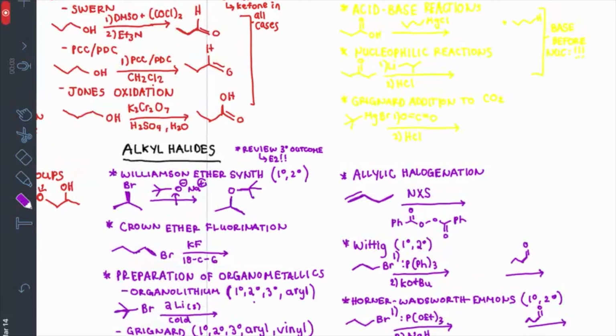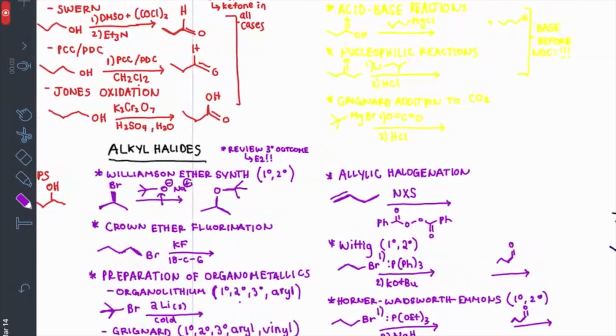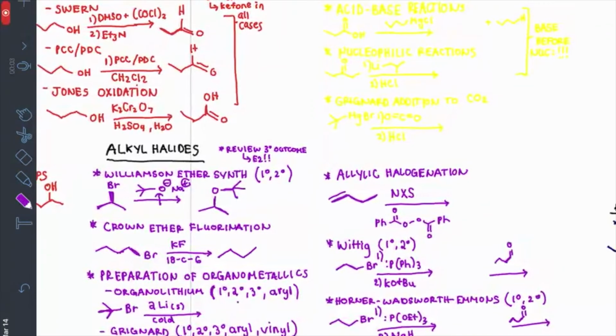Okay. Next reaction would be crown ether fluorination. So remember that fluorine is a terrible nucleophile, but with the assistance of a crown ether, in this case 18C6, we can have fluorine act as a nucleophile, and we have a basic SN2 reaction where the bromine is attacked by fluorine, and we get a fluorinated product.